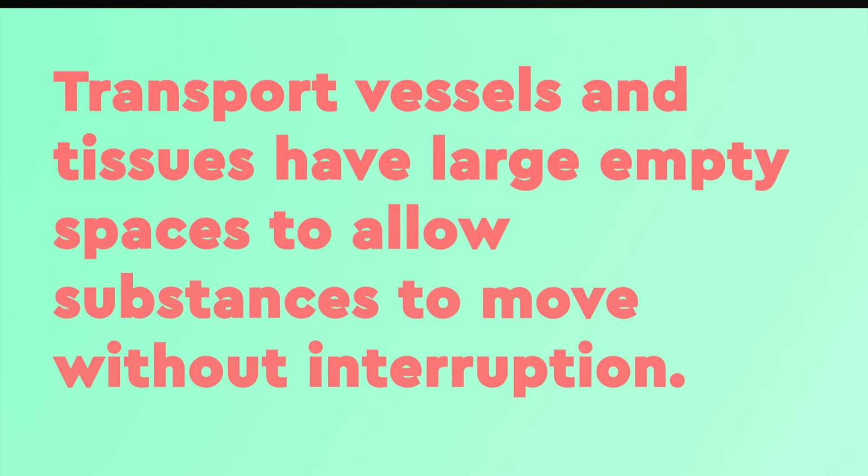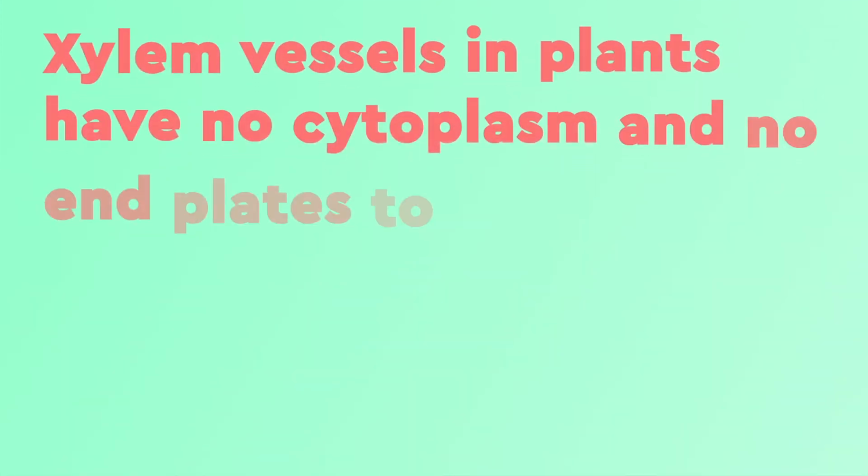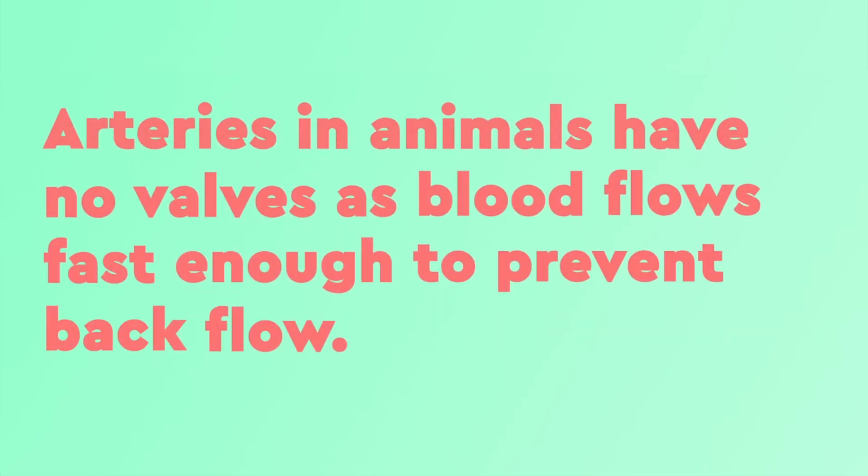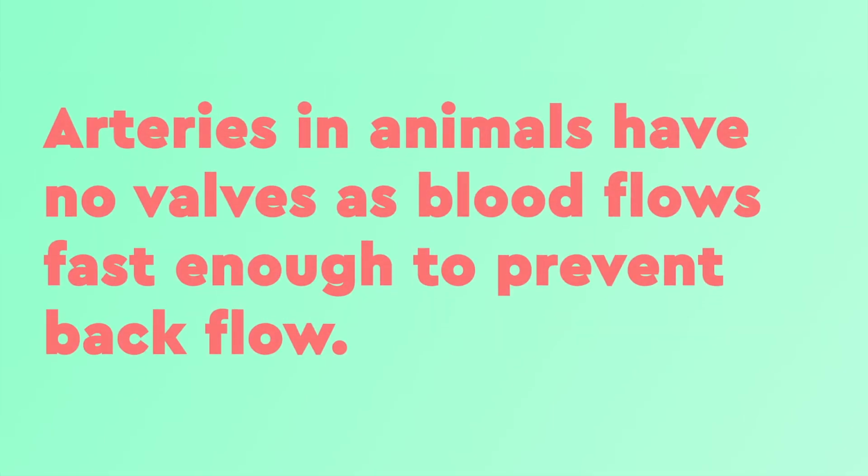Transport vessels in tissues have large empty spaces to allow substances to move without interruption. Xylem vessels in plants have no cytoplasm and no end plates, which allows water to flow from the roots of the plant up to the shoots and leaves. Arteries in animals have no valves, as blood flows fast enough to prevent backflow.